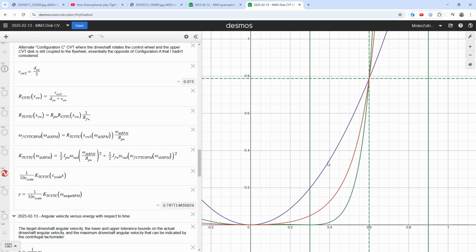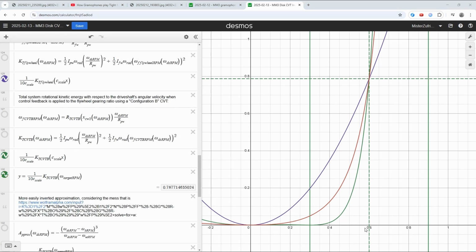Mind that sandwiching of the control wheel may enable greater traction. Now what if we want to see how the driveshaft speed varies as we vary the energy in the system with respect to time? In the case of the flywheel with fixed gear ratio, it is easy to solve for the driveshaft speed, omega ds, in terms of the system's energy using algebra.